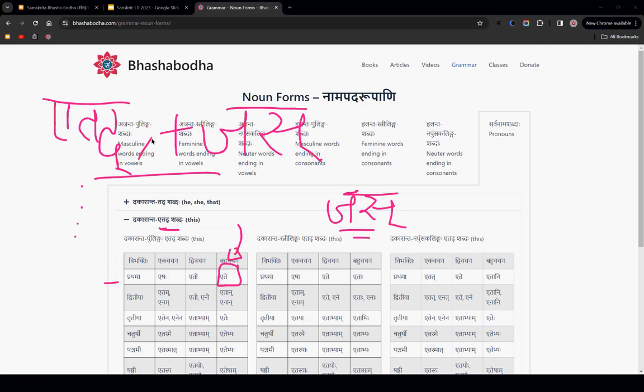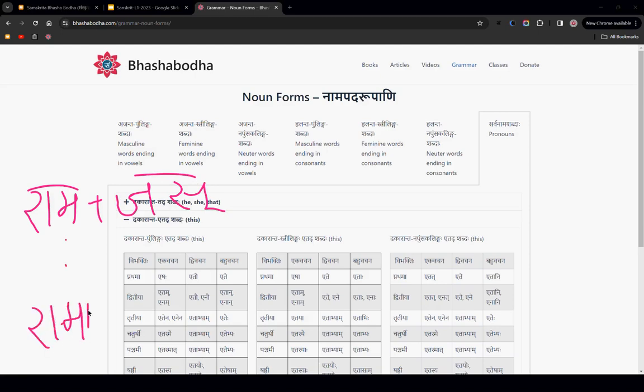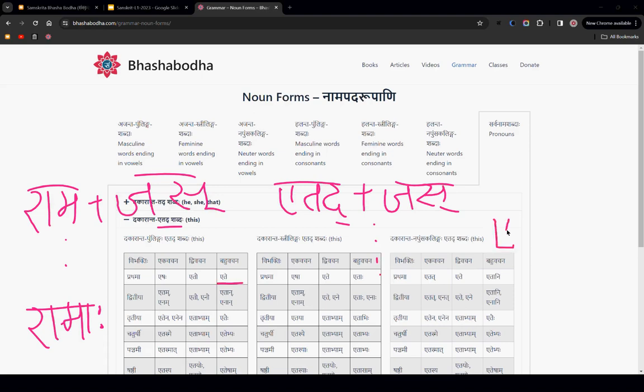So for different pullinga words ending in vowel, the process will be different, but the first step will be the same. No? So it is like Rama plus jas. Okay? Then the steps will be different, and finally we arrive at Ramaha. So here the base word is etad, and then we add jas, and the steps will be different to arrive at the form ete.